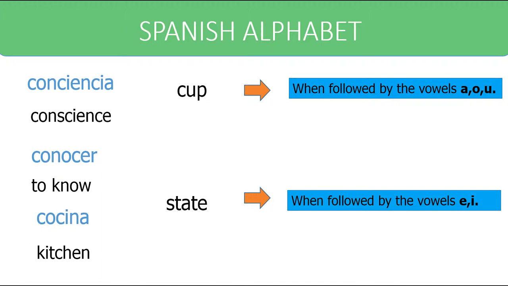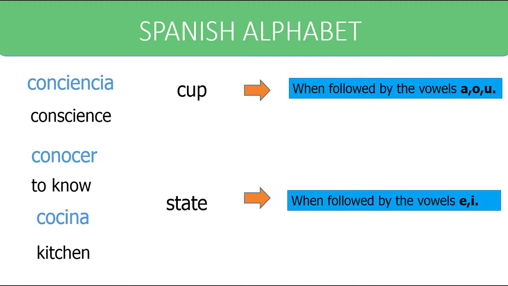Another example is conocer. Conocer means to know. The first C is followed by the vowel O, and it sounds as in cup. And the other sounds as in state because it's followed by the vowel E.